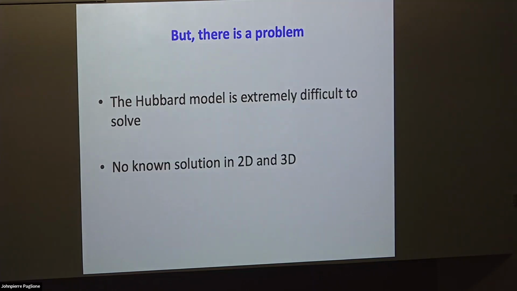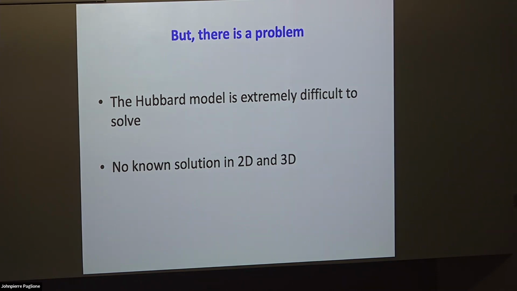Okay. But there's a problem with this very simple model. It only has two terms. The problem is actually that it almost cannot be solved, except for the 1D case. And for 2-dimension and 3-dimension, which most of the materials are in that category, you cannot solve the Hubbard model in 2D and 3D.